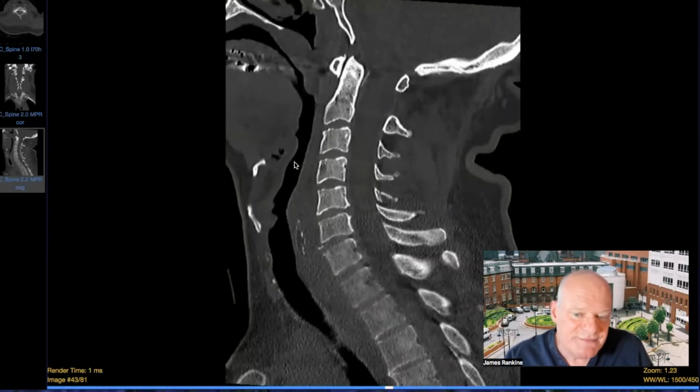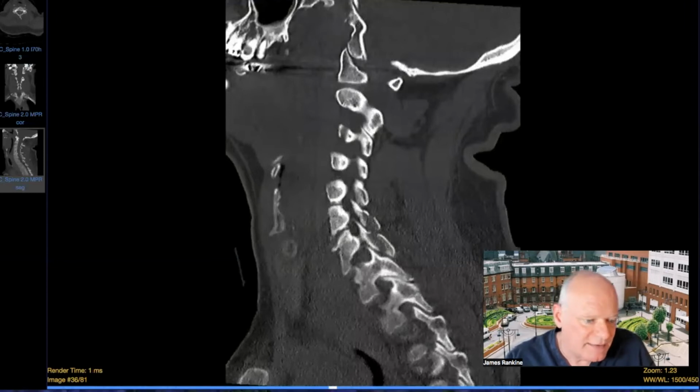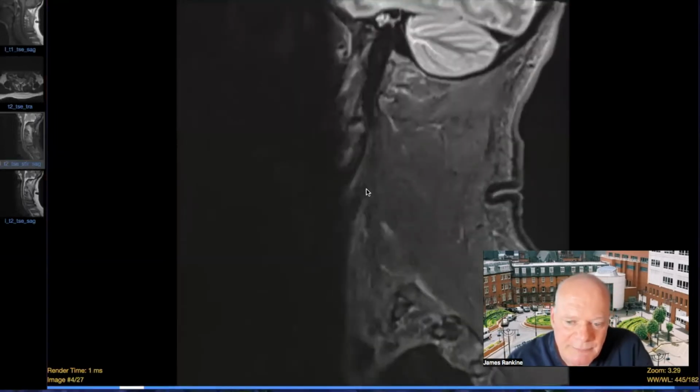And the other thing you'll notice, of course, is that there's marked soft tissue swelling, which is a very common feature with a hyperextension injury. So having seen this, we can now go to the MR, and it's going to make it so much easier for us to work out exactly what's going on in the MR.